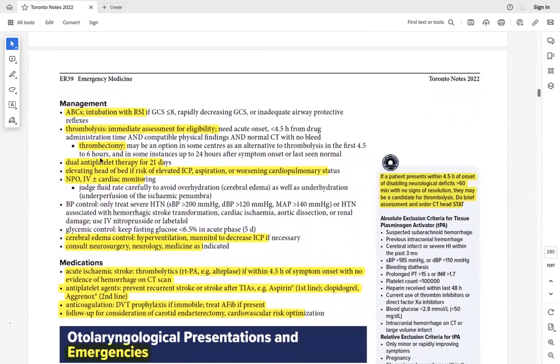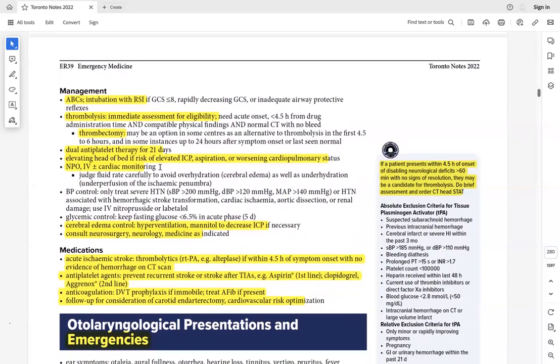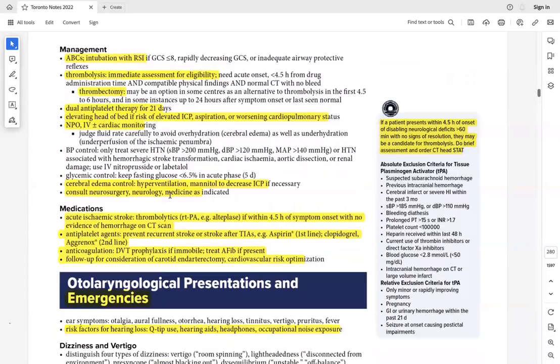And what else do we give the patient? Dual antiplatelet therapy: aspirin, clopidogrel, for 21 days. Elevate the head of the bed if there is a risk of increased intracranial pressure, aspiration, and worsening cardiopulmonary status; NPO and cardiac monitoring. And after that, after NPO, ABCs, starting the patient on antiplatelets, what do we have to do? Neurological consultation.